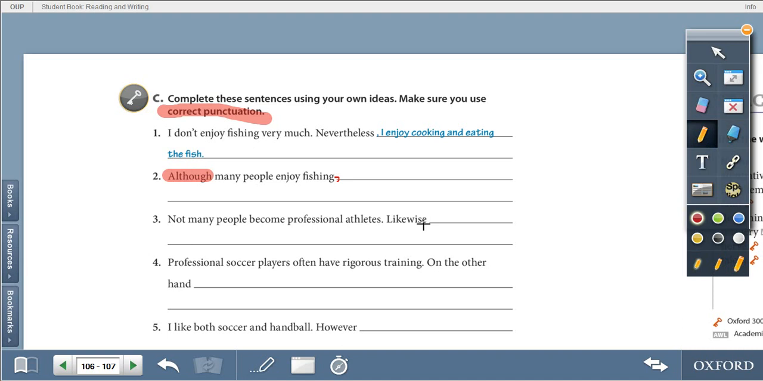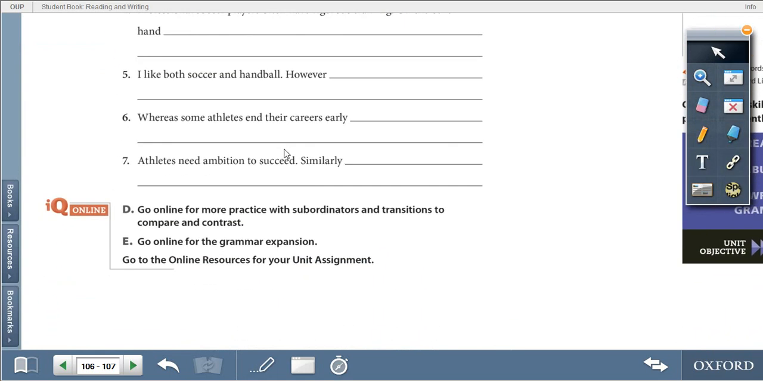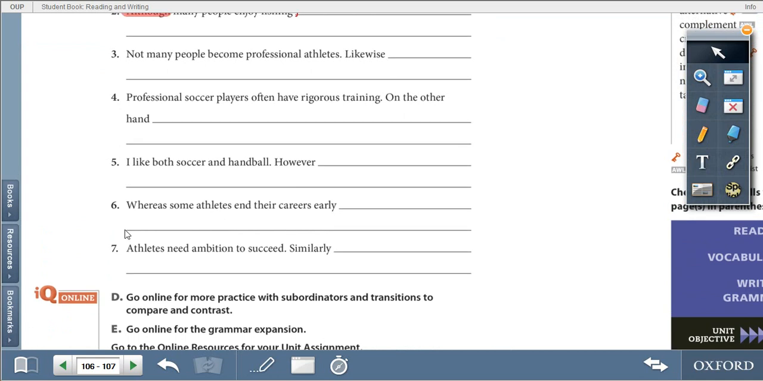So: I don't enjoy fishing very much, nevertheless I enjoy cooking, and eating. Although many people enjoy fishing, here it shows contrast, so you have to write a different sentence. Not many people become professional athletes. Likewise, similarities. So you have to look at the adverb, whether they are showing similarities or differences. Then choose the second part and write the next clause.